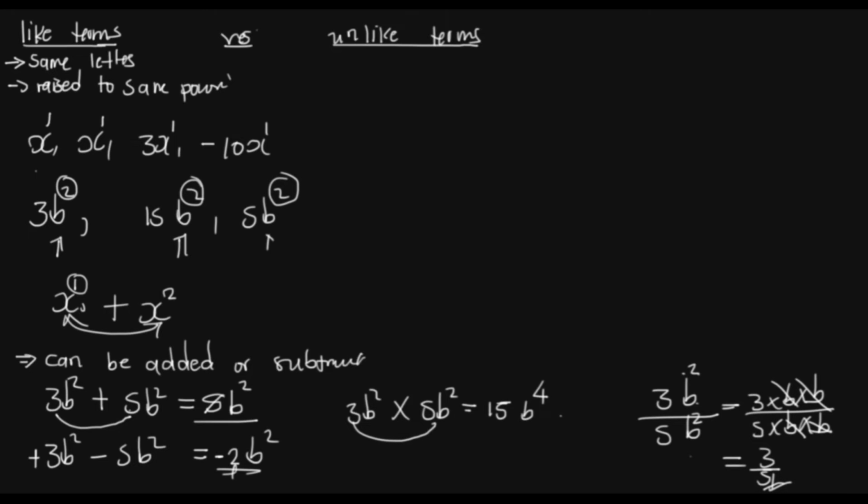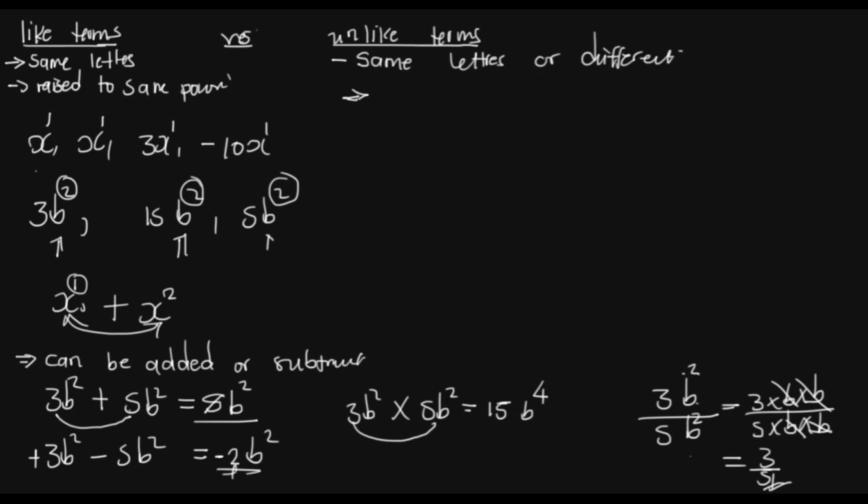While if you divide the like terms, we are expecting the power of the variables to decrease. Now let's look at the unlike terms. For some expressions to qualify to be unlike terms, sometimes they may have the same letters, or you may have different letters.